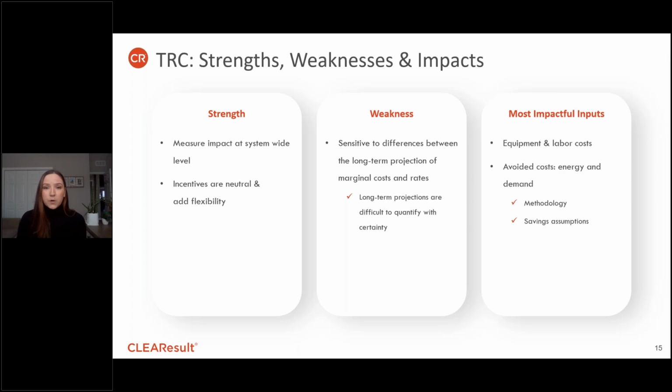So it's really important to consider your methodology when you're looking at your avoided energy and demand costs. Are you only looking at avoided costs in terms of transmission and distribution, or are you also looking at operation and maintenance? Are you maybe looking at ancillary services? Are you really including everything that goes into providing that energy and providing the supply?